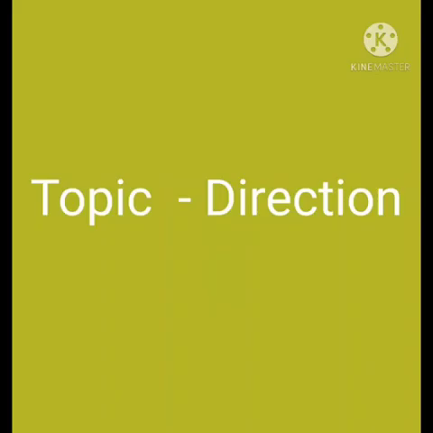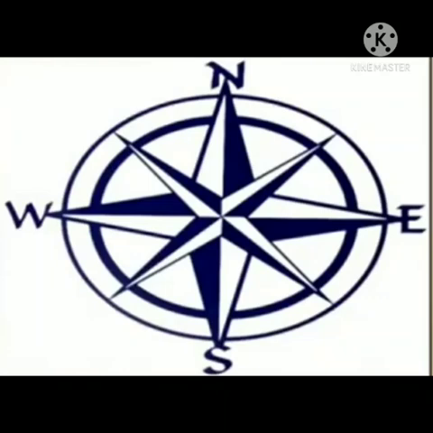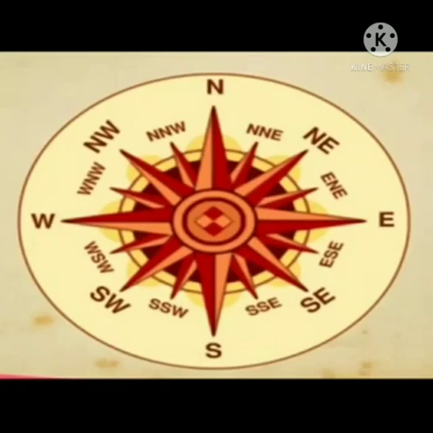Now we will study about the topic direction. What do you understand by direction? Most of the maps contain an arrow marked with the letter N at the upper right hand corner. This arrow shows the north direction. When we know the north direction, we can easily find out other directions such as northeast, southeast, northwest, and southwest, as these directions are known as cardinal directions or cardinal points.